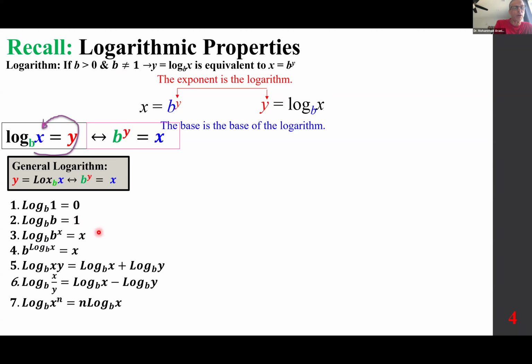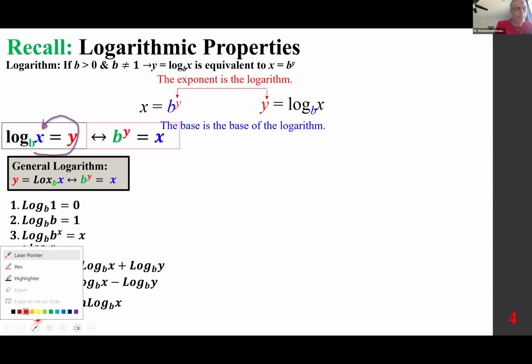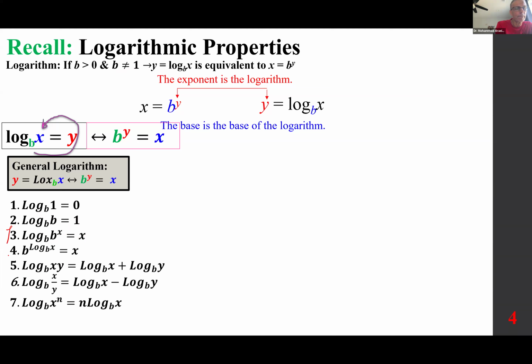Log base b of b to the power of x is x. b to the power of log base b of x is x. These two refer to the fact that logarithmic functions and exponential functions are inverse functions. If you look at the arrow, you can see the answer here.